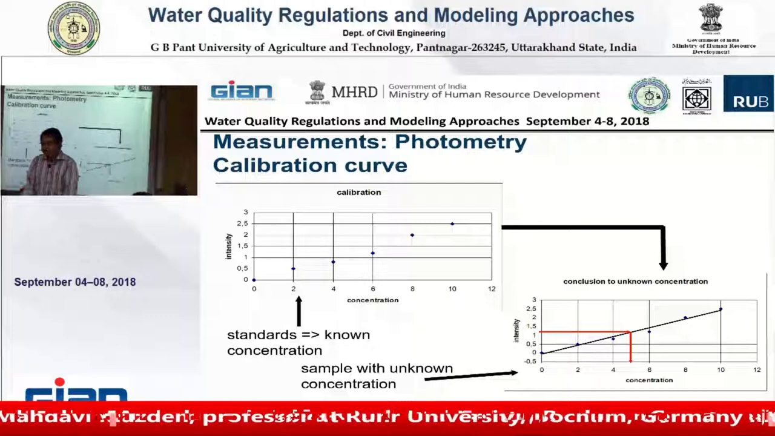So now I get the sample and put it into the device and get data. I get the data from the curve that I have. For example, I read from the device 1.3. I come here, 1.2. And I get here the sample for the concentration, for 5 ppm. So I understand the concentration is 5 ppm. This is the method of photometry.